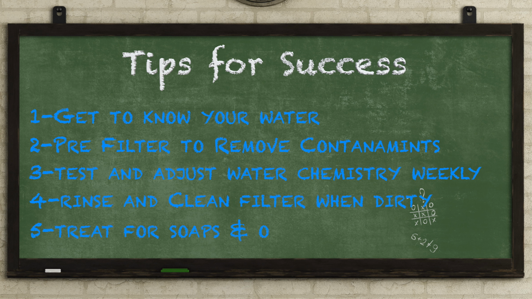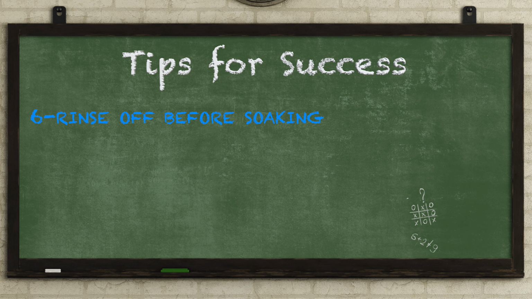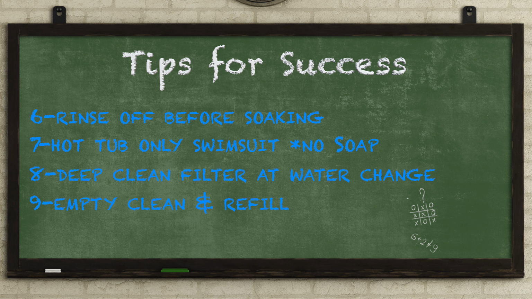Number 5, treat your hot tub with chemicals that break down soaps and oils, and not ones that mask them like defoamers or scumballs. Number 6, shower before using your hot tub to rinse off excessive hygiene, hair, and makeup products. Number 7, have a hot tub only swimsuit that is washed less frequently or with less soap or none at all. Number 8, clean and soak your filters in a deep cleaning solution every 4 months whenever you change your water. Number 9, empty and refill your hot tub every 4 months or as recommended by your manufacturer. And then last, number 10, perform regular plumbing purges.